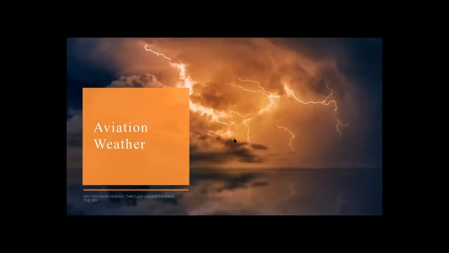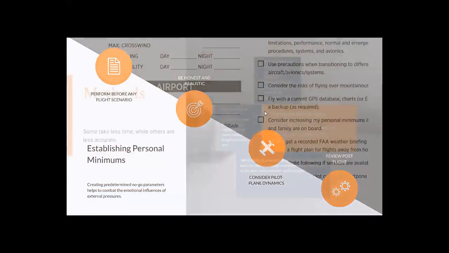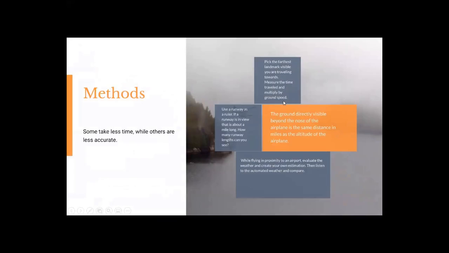When he was trying to tell you how to estimate how far you are away from clouds. So you see the orange box right here? Yes. The ground directly visible beyond the nose of the airplane is this. Okay, and that's to estimate how many miles you can see? Correct.